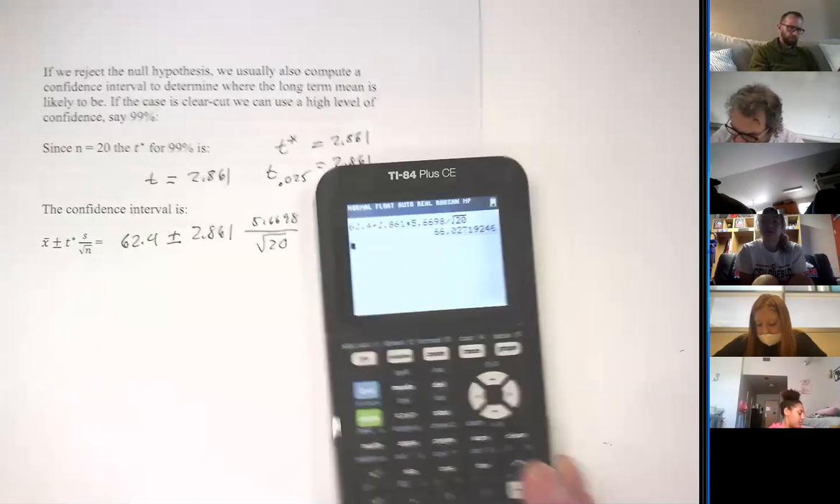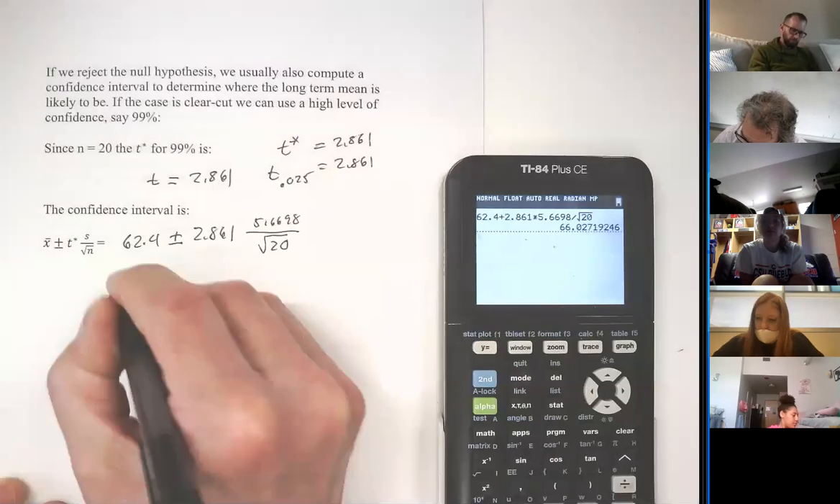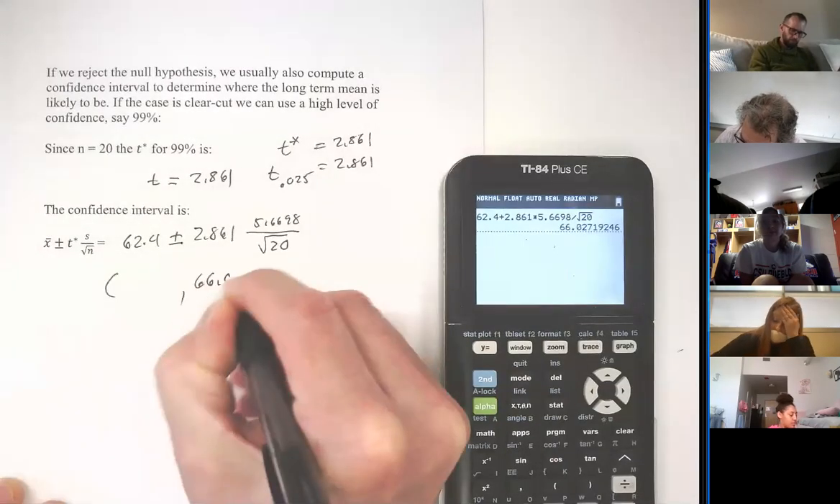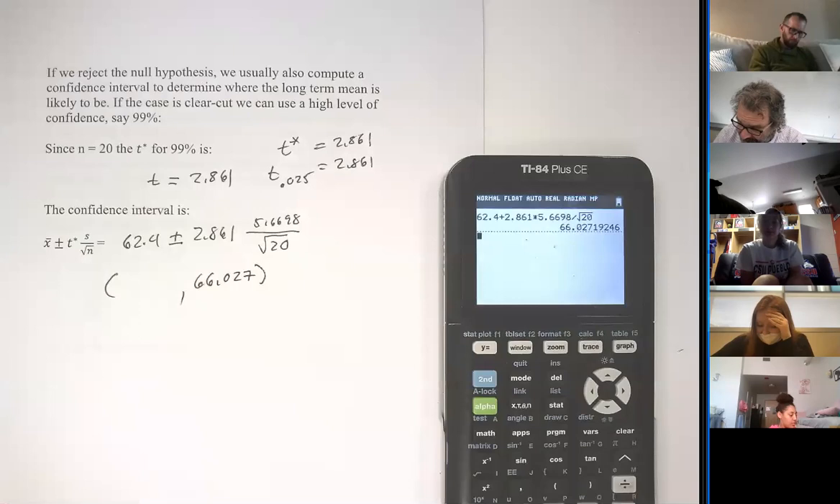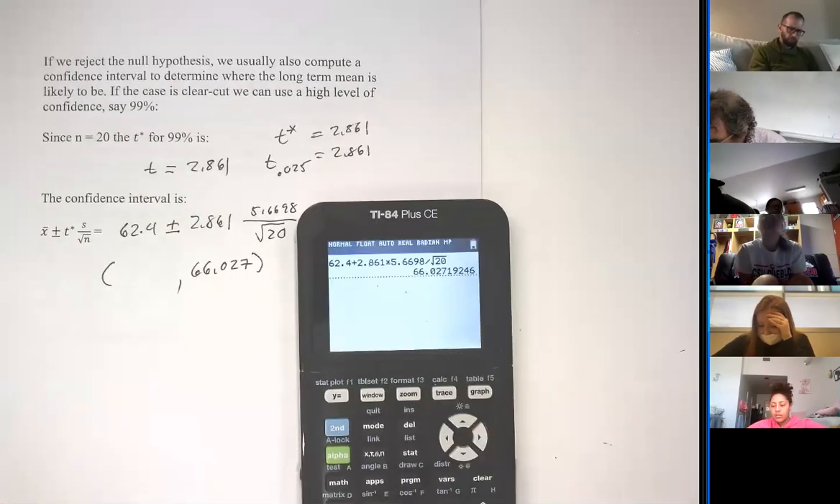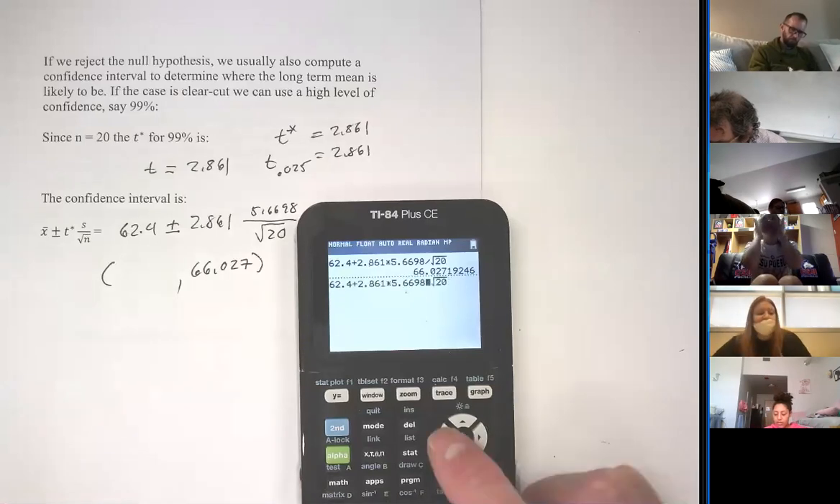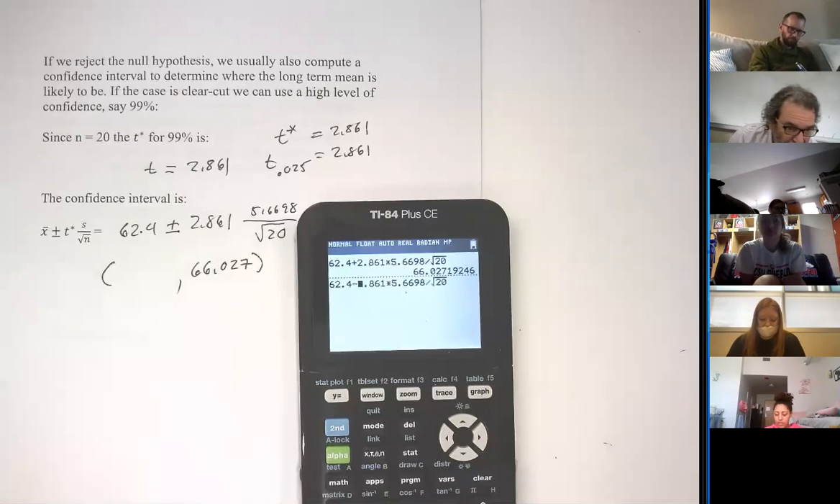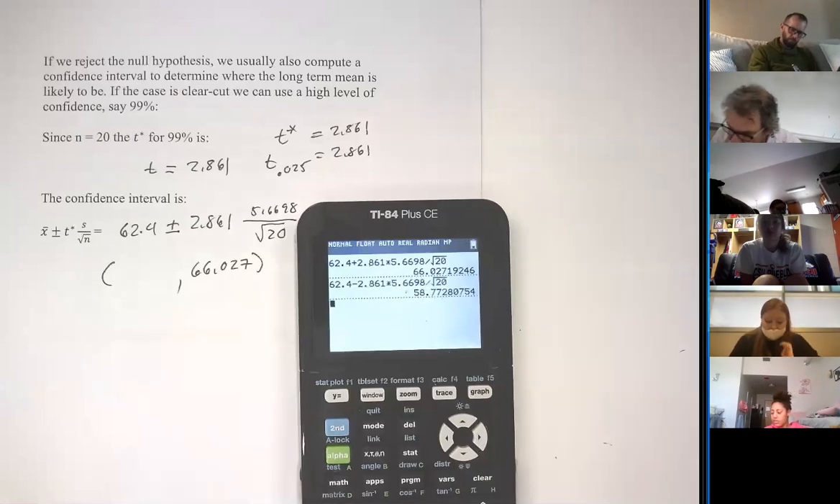66.027. So I'll write it here. 66.027 is the top end of that interval. And then I'll go second enter and come back here because it retypes that for you. And then do the minus version of it. So here's the minus. 58.77.